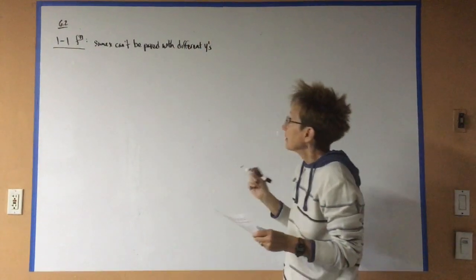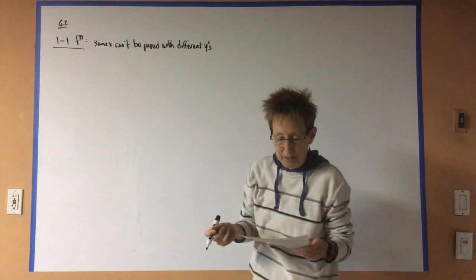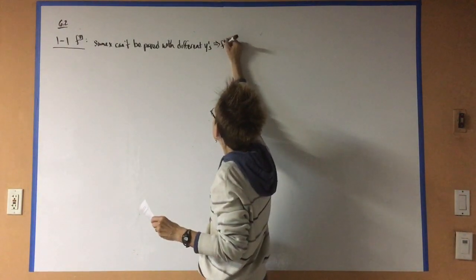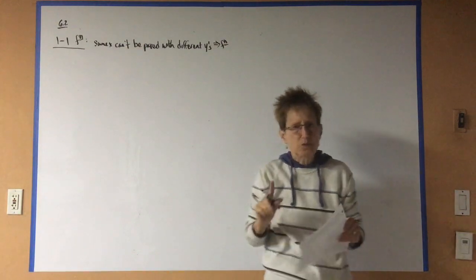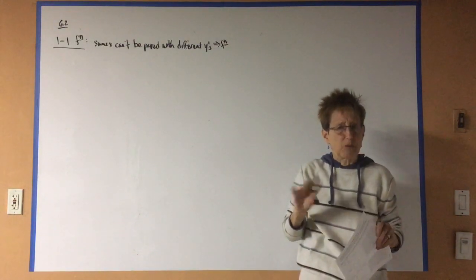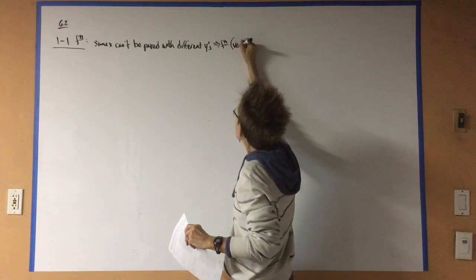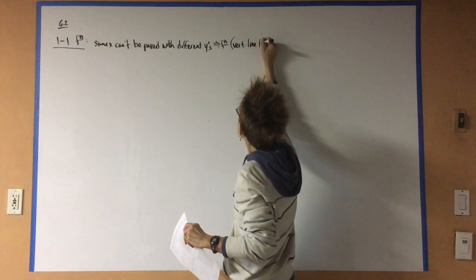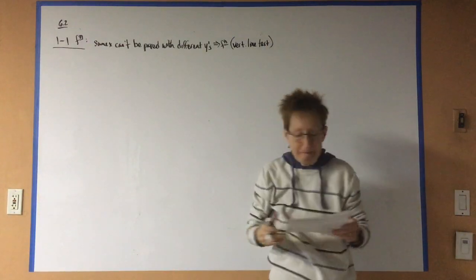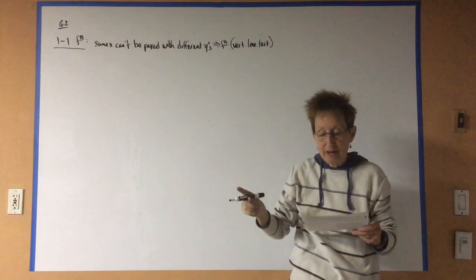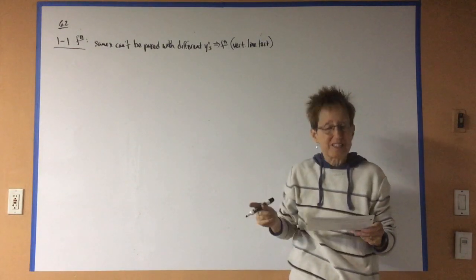Same x value can't be paired with different y values. That's what makes something a function in the first place. What kind of test do we do for that? If we had a graph, vertical line test, okay. But then there's more, and then it says, and each y value corresponds to only one x value.